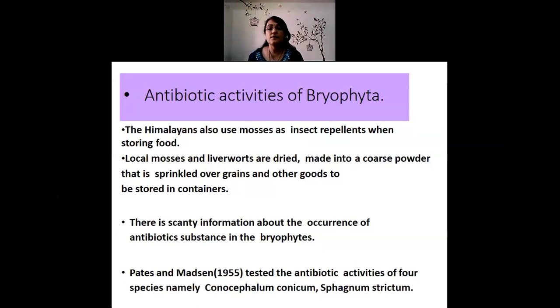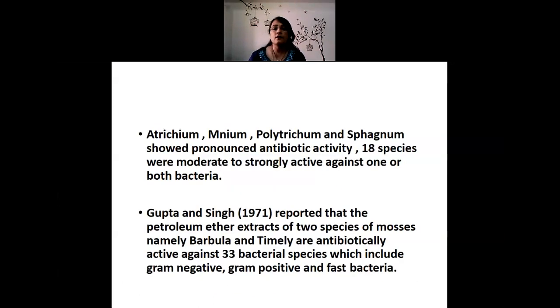Coming to antibiotic activities, some forms like Conocephalum and Sphagnum are found to have antibiotic properties. Polytrichum, Sphagnum and some other species have moderate to strong antibacterial activity against some bacteria. It is reported that petroleum ether extracts of two species of mosses, namely Barbula and another, have been antibiotically active against 33 different bacterial species, which include gram-negative, gram-positive and some acid-fast bacteria.